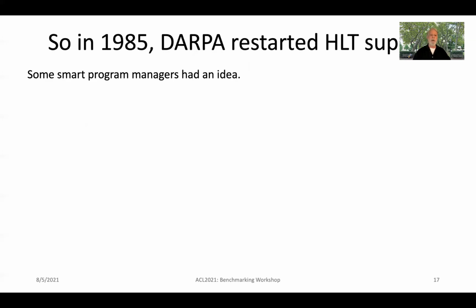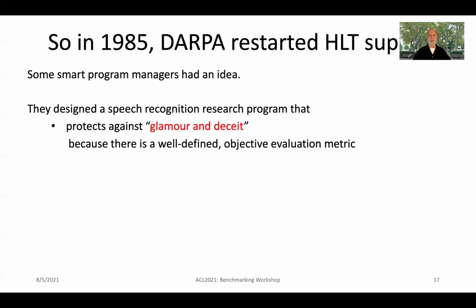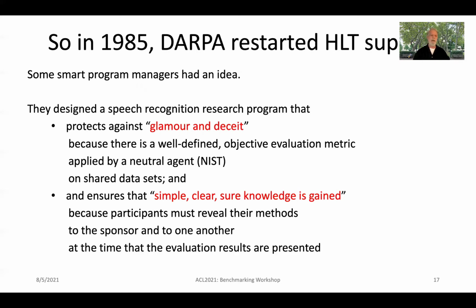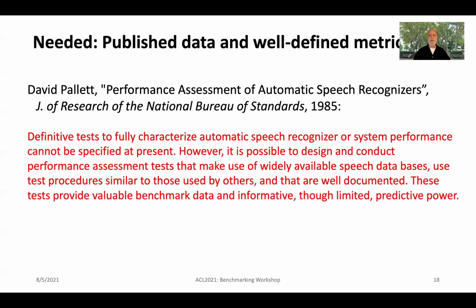Some smart program managers had a new idea. They designed a program that would protect against glamour and deceit because it would have a well-defined objective evaluation metric that would be applied by a neutral agent, the National Institute of Standards and Technology, on shared data sets. And it would ensure that simple, clear, sure knowledge is gained because participants would be required to reveal their methods to the sponsor and to one another at the time that the evaluation results were presented. This requires published data and well-defined metrics, as Dave Pallett pointed out in a 1985 article.